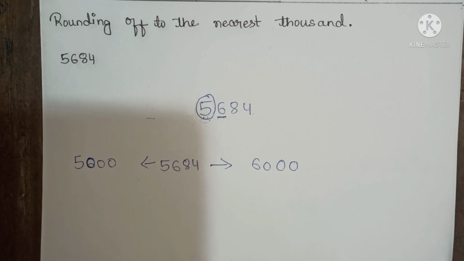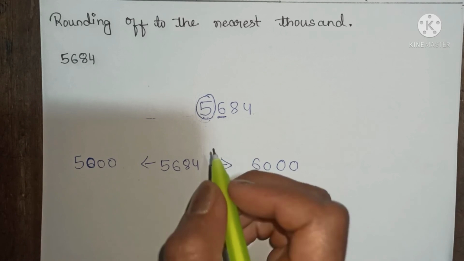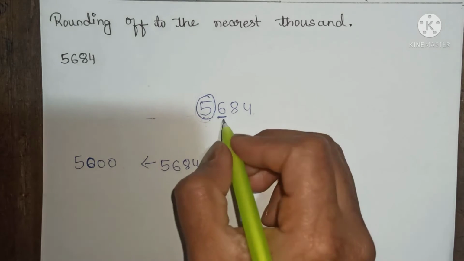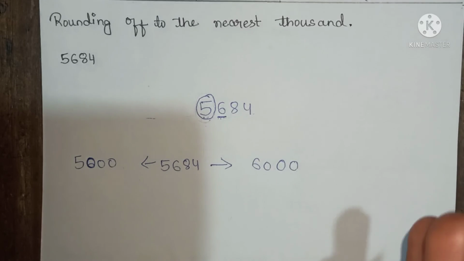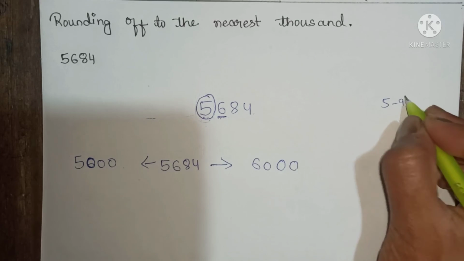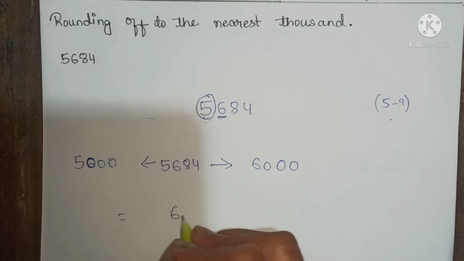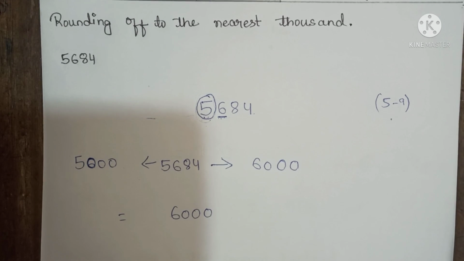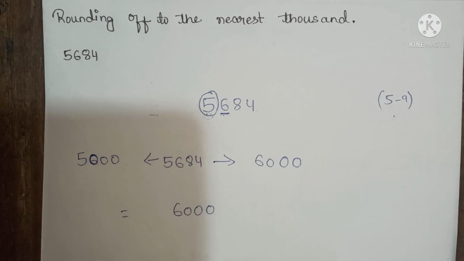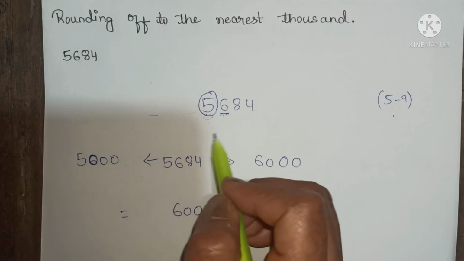Are you ready with the speed? Okay. So see here it is 6. So 6 lies between 5 to 9. So where should our bike fall? To the next number. Yes, very good. So 6,000 is the rounded off value for the nearest 1000 of this number.